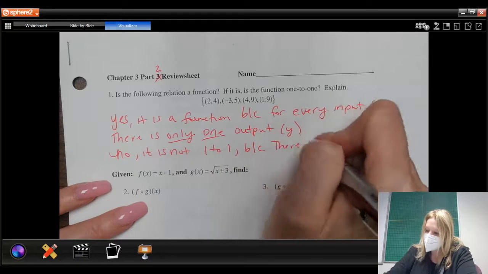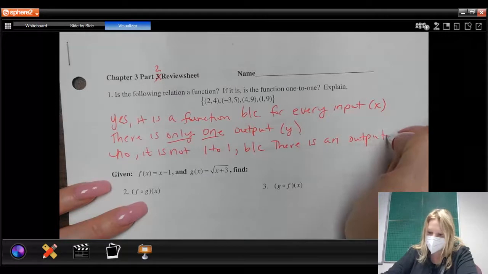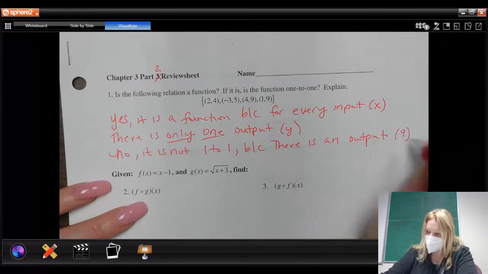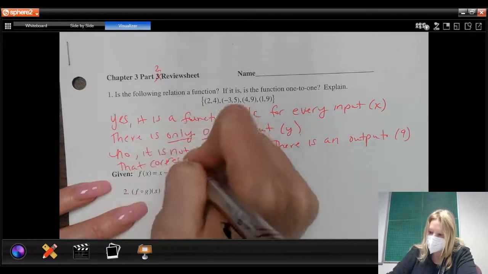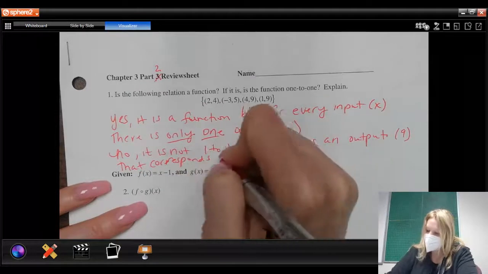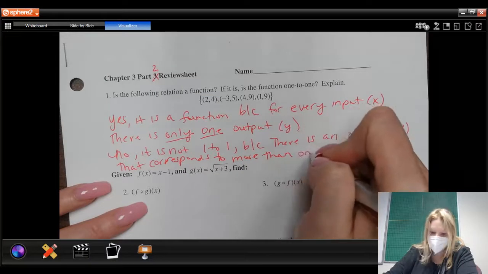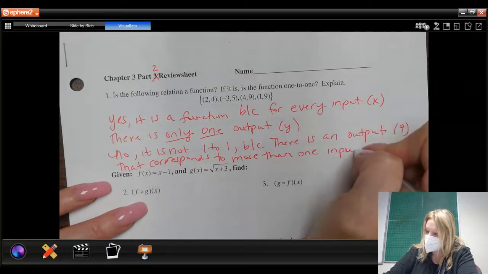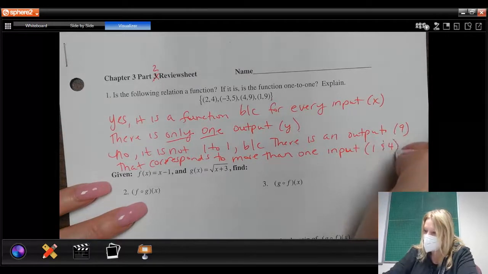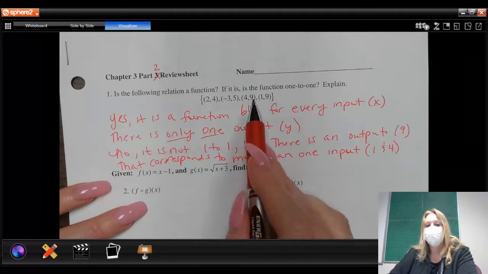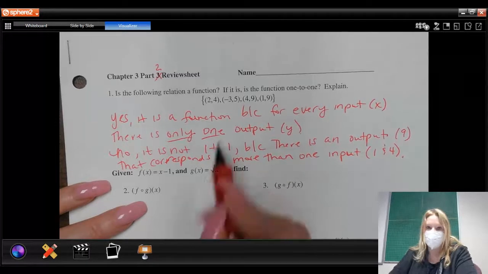because there is an output, say 9, that corresponds to more than one input. And we could say 1 and 4. So 9 corresponds with 4, 9 also corresponds with 1. That means it's not one-to-one.